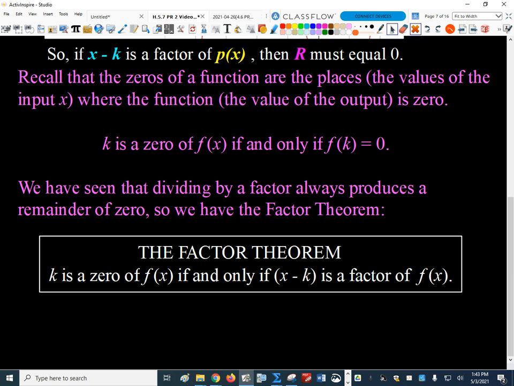It's a biconditional statement. So I could start here and say if x minus k is a factor of f of x, then k is a 0, or flip it around and go the other way. They each lead to the other. They're necessary conditions for both of those statements. They both have to be true at the same time, or they're both false at the same time. Okay?